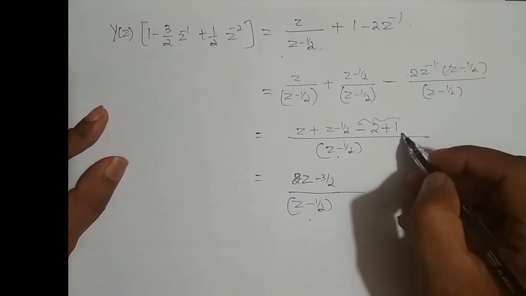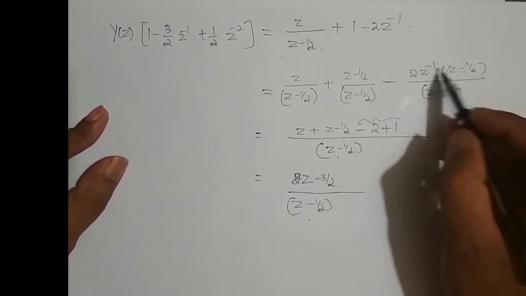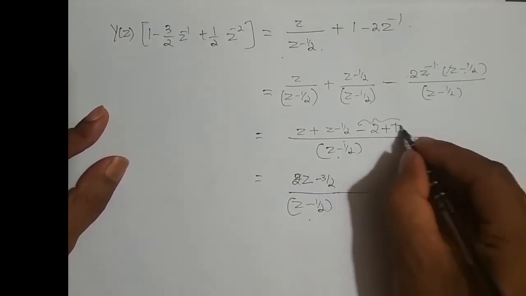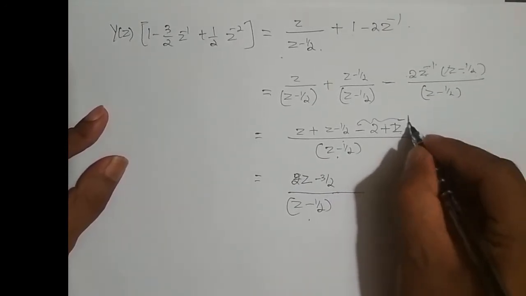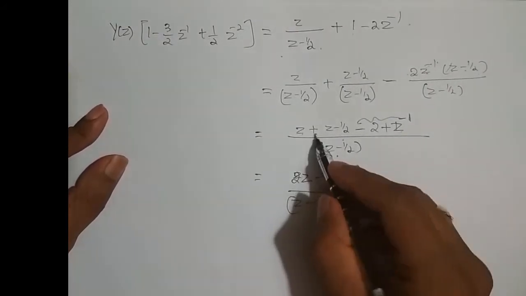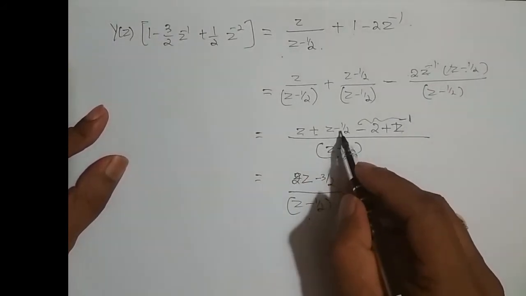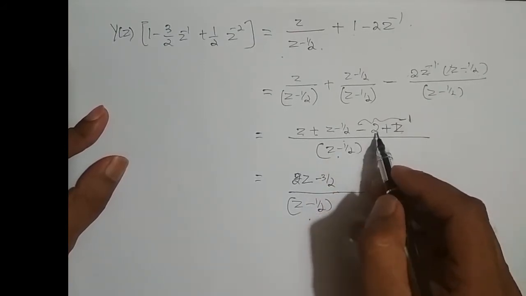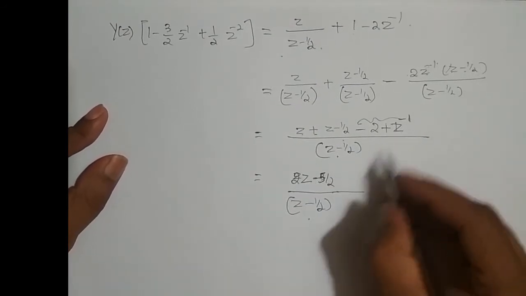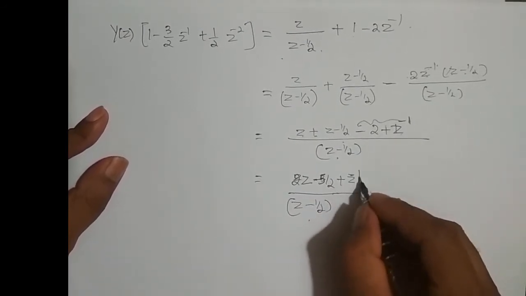Okay, I made a mistake here. So it is 2z to the power minus 1. Here 2z power minus 1 into 1 by 2 is, so this is actually z power minus 1, right? So the z plus z, 2z, minus 1 by 2 minus 2 is minus 5 by 2. So this is minus 5 by 2 plus z power minus 1.